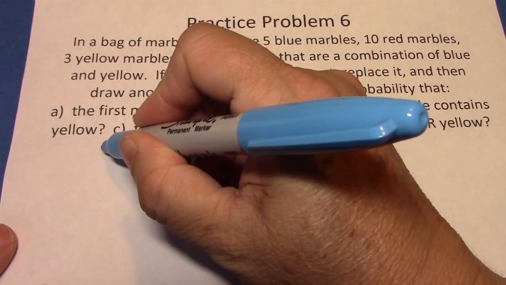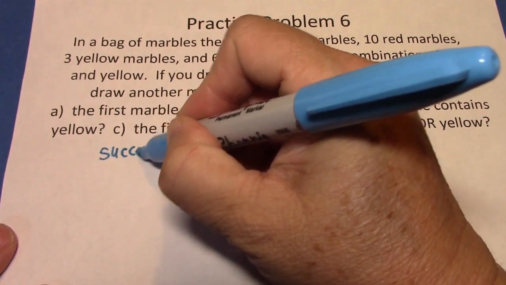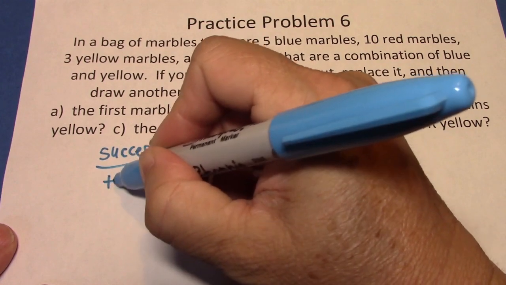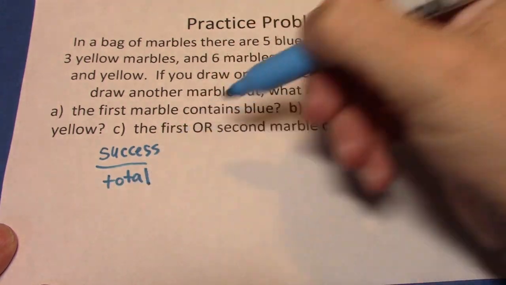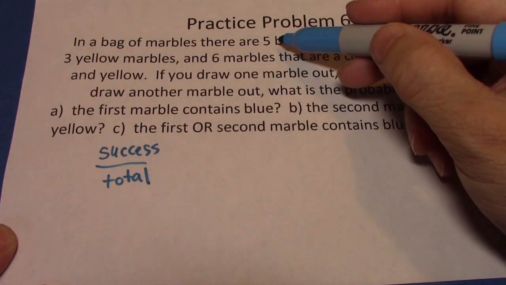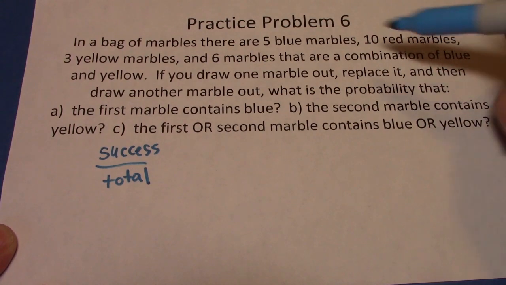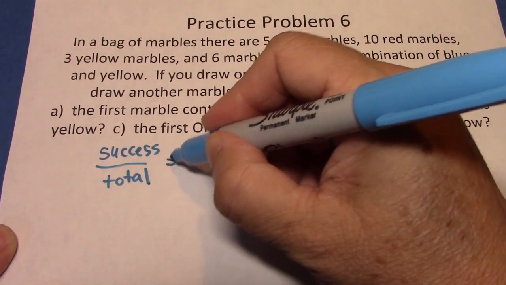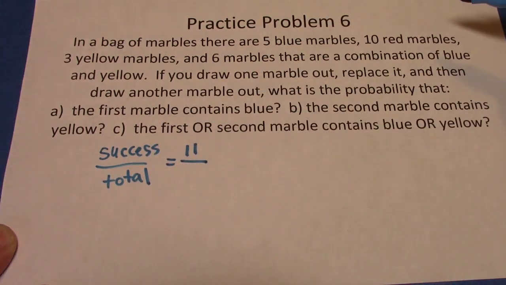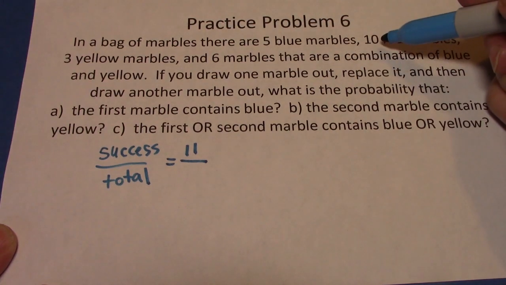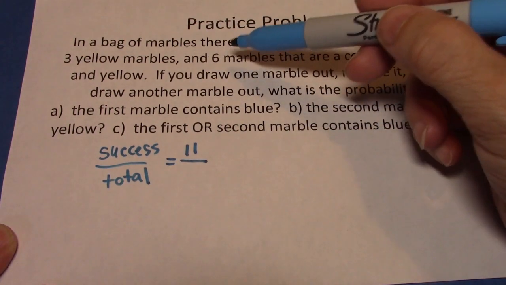So remember, it's success over the total possibilities. Total was blue, so that's 5, plus we have to include these 6. So that would be 11 out of the total. That's 5, 10, 15, 18, 24.